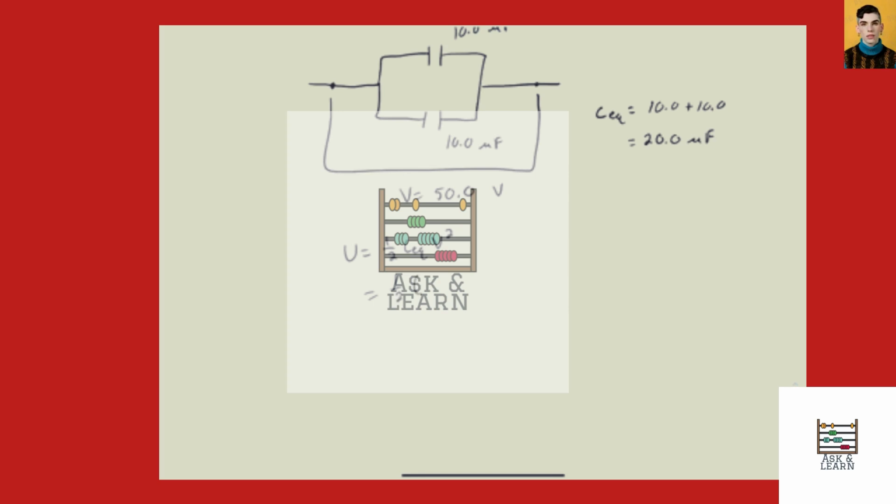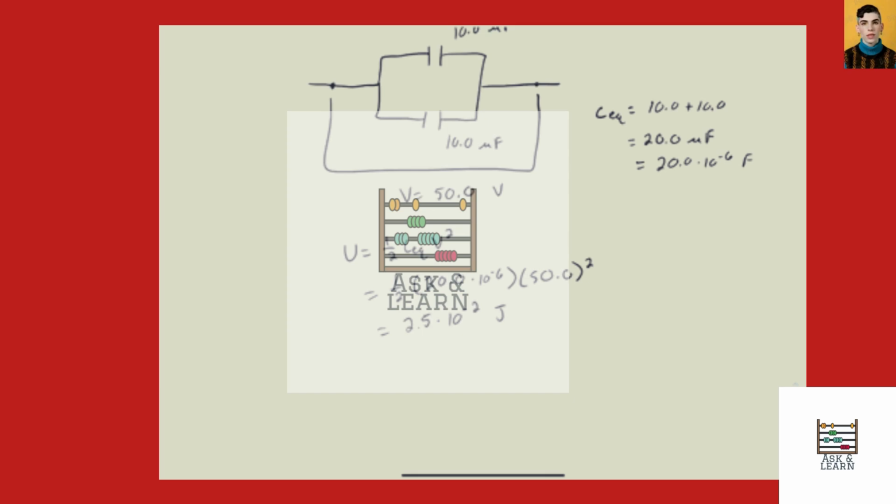20 microfarads is also 20 times 10 to the minus 6 farads, so I'll write that here. And we also know that there's a 50 volt potential difference. This comes out to 2.5 times 10 to the minus 2 joules.